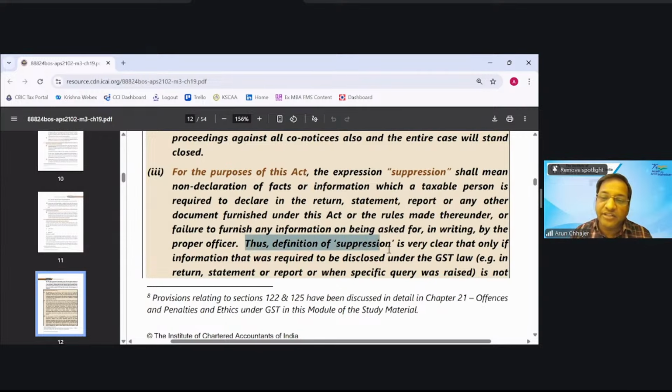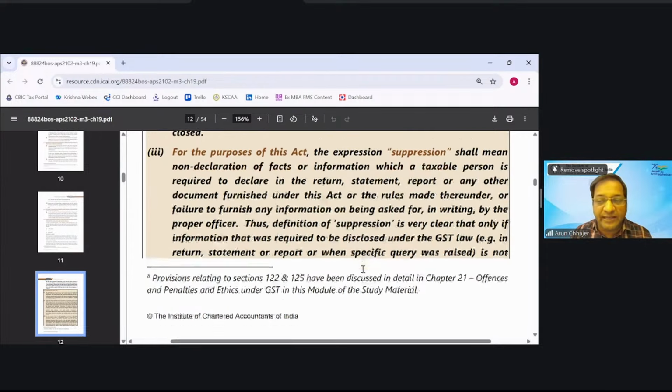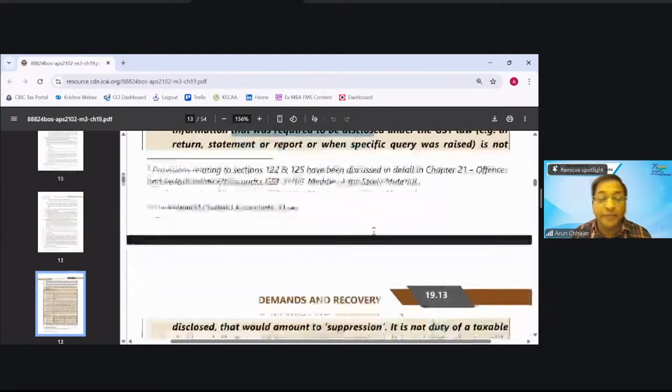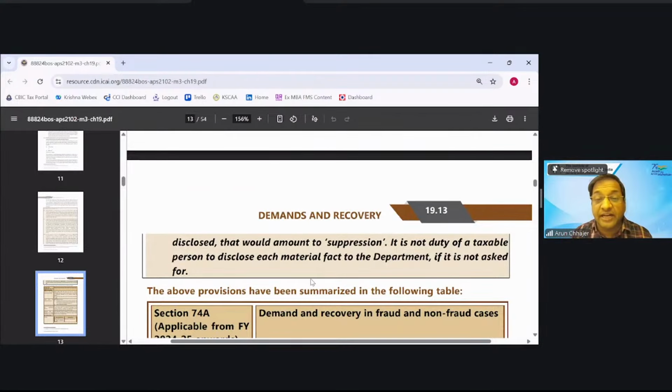Thus, the definition of suppression is very clear: only if the information that was required to be disclosed under the GST law, for example in a written statement, report, etc., is not disclosed, that would amount to suppression. It is the duty of a taxable person to disclose each material fact to the department which is being asked for.